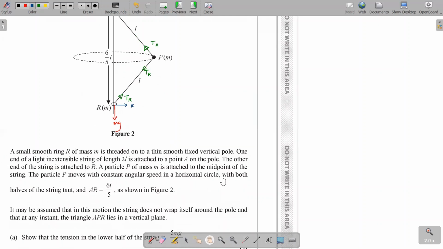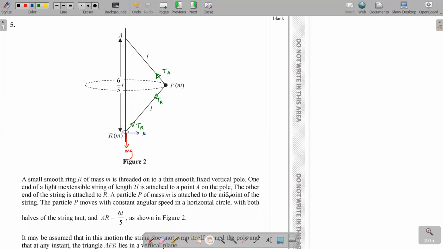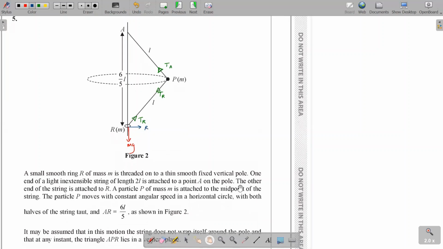So how does it work now? I need to get the tension in the string. So how do I get the tension in the string? First thing is we'll need to find an angle. How can I get an angle? Let me mark this angle as theta. How do I get this angle theta?